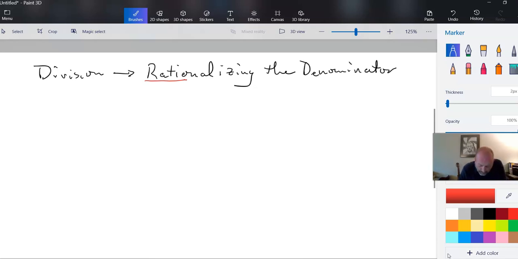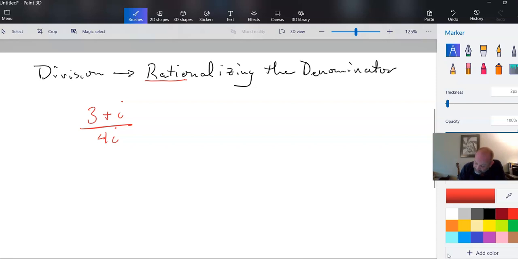So let's take a look at one. Let's say I have 3 plus i over 4i. Now we're going to be asked to write these answers in standard form, okay? Just so you're aware of that. So we will have to be manipulating our answer to be what we want it to be.